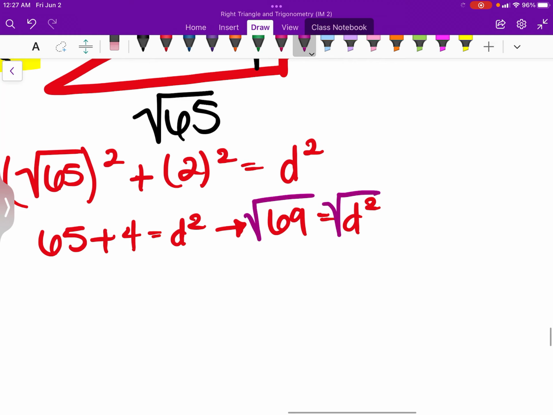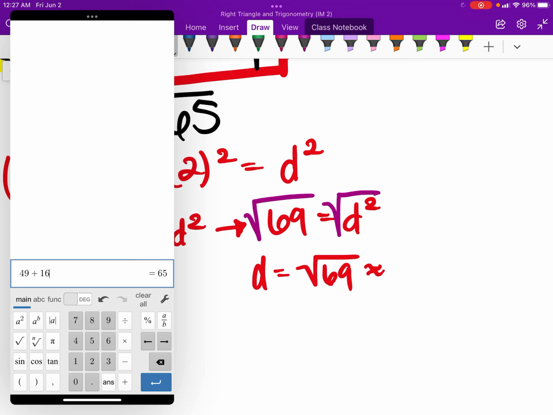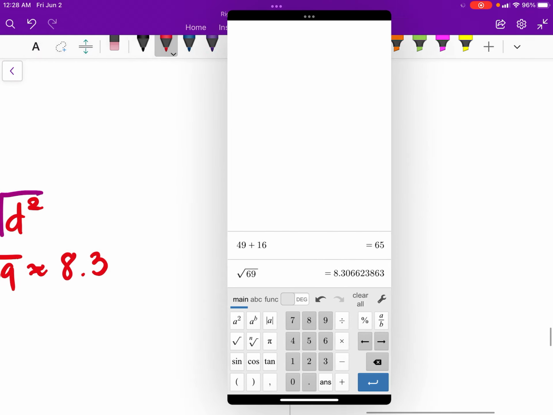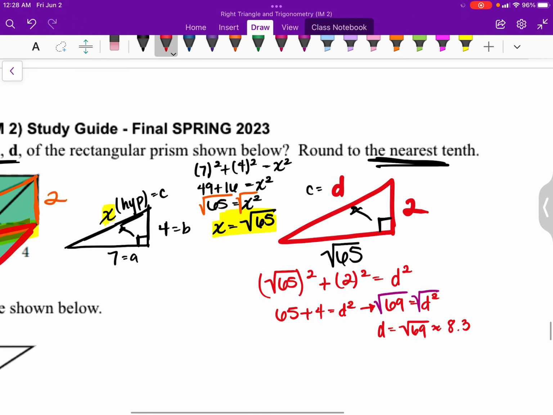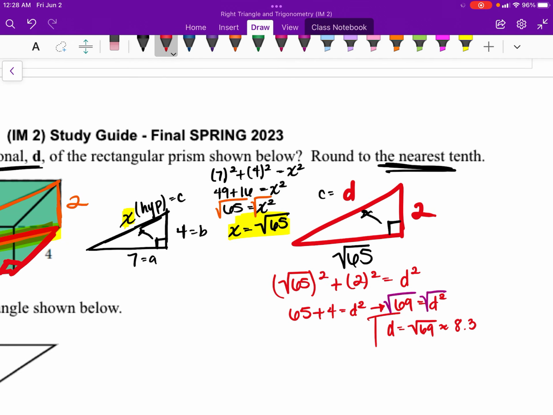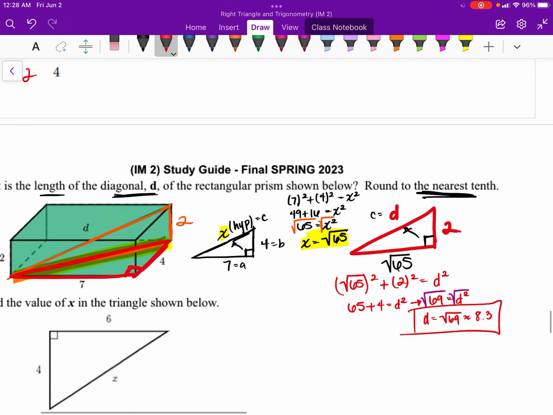From there, we do take the square root, and in this case, D is equal to the square root of 69. Or if we approximate to the nearest tenth, the square root of 69 is 8.3. And that would actually be our answer, guys. So that is the work, and that is D.